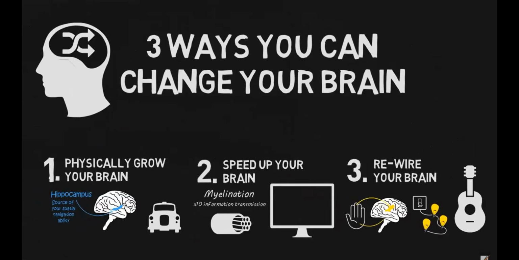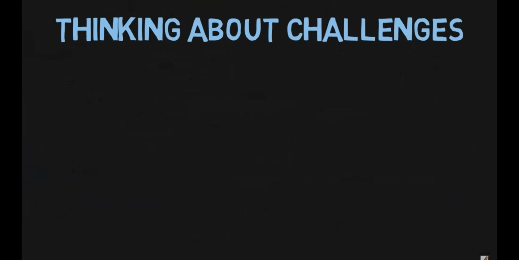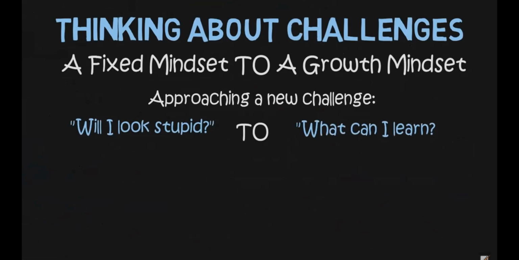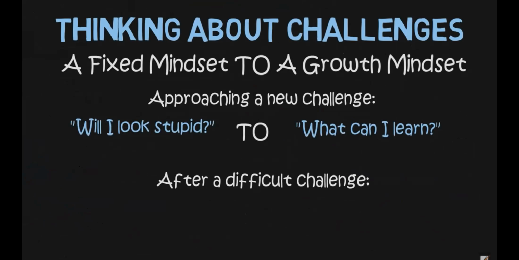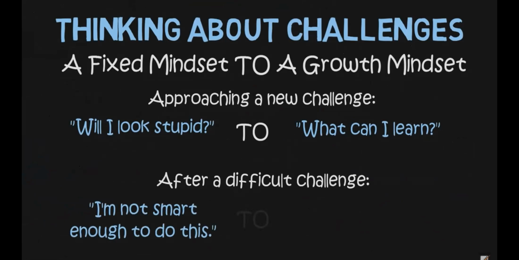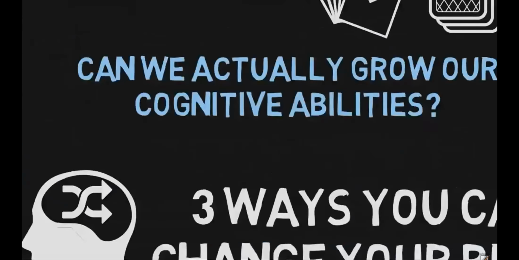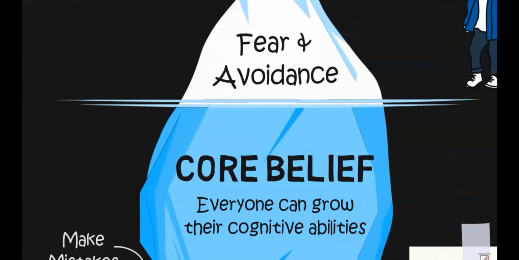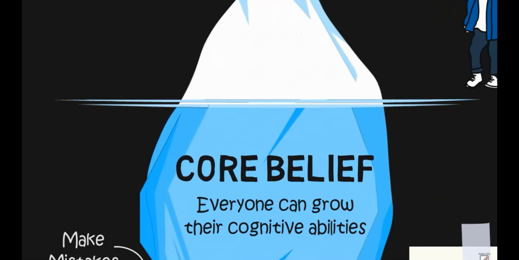Now that I know that I can grow my brain's capacity, I think about challenges in a new way. Before I go into a challenge, I stop thinking, will I look smart or stupid while doing this? And start thinking, what can I learn? After a difficult challenge and a series of mistakes, I stop thinking, I'm not smart enough to do this, and start thinking, I'm not smart enough to do this yet. Now that I've changed my core belief to everyone can grow their cognitive abilities, I am less afraid of being stupid because I know I am continuously getting smarter.